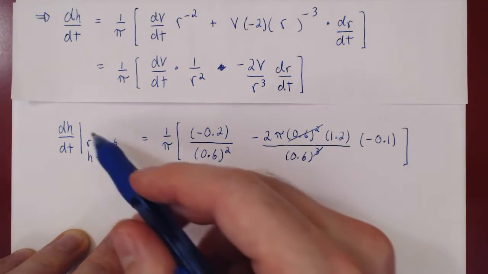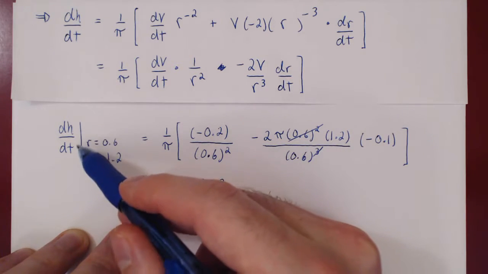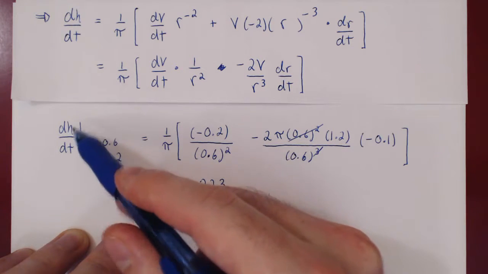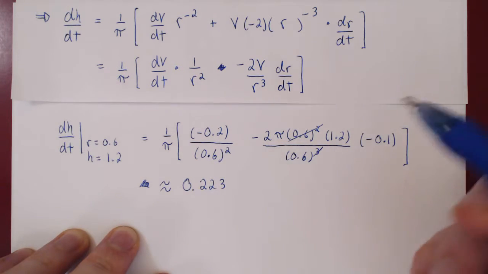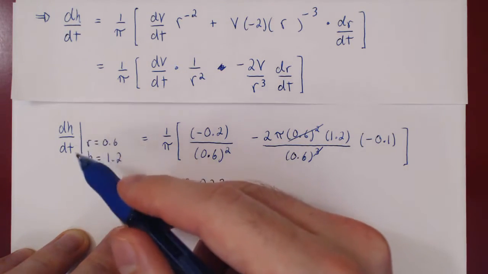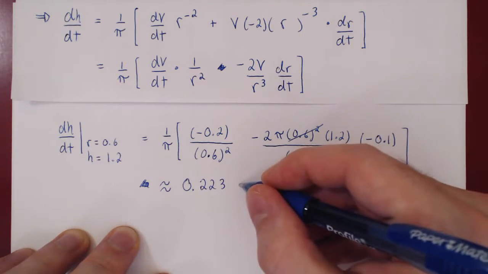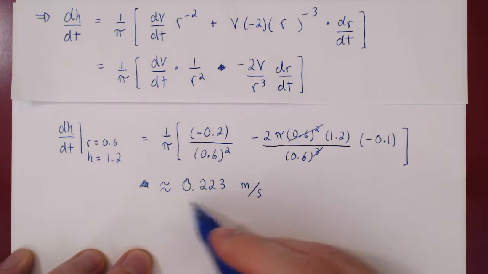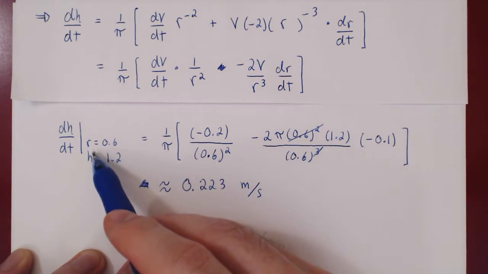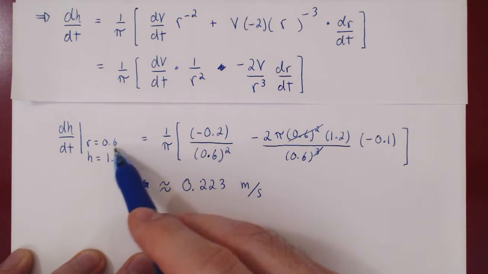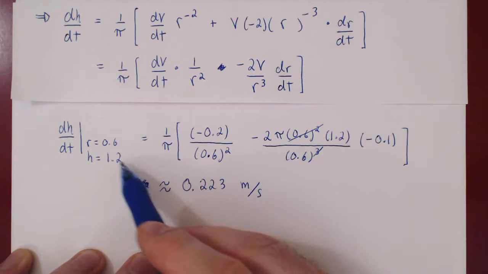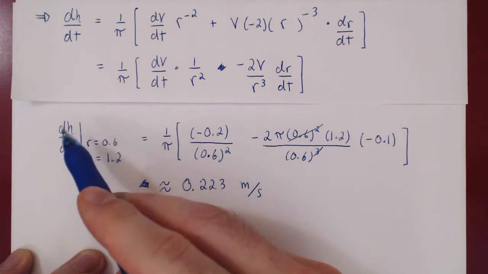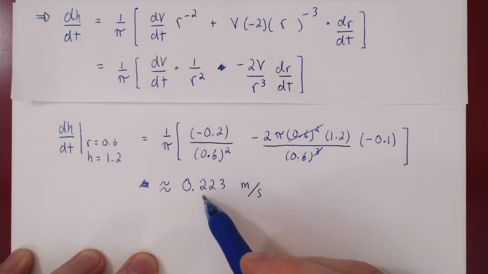And of course, what we have was the rate of change of the height with respect to time. The height is a variable of length, so this will be meters per second. So 0.223 meters per second. And that is our conclusion. So when the radius of the bale is 0.6 meters and the height is 1.2 meters, the rate of change of the height is approximately 0.223.